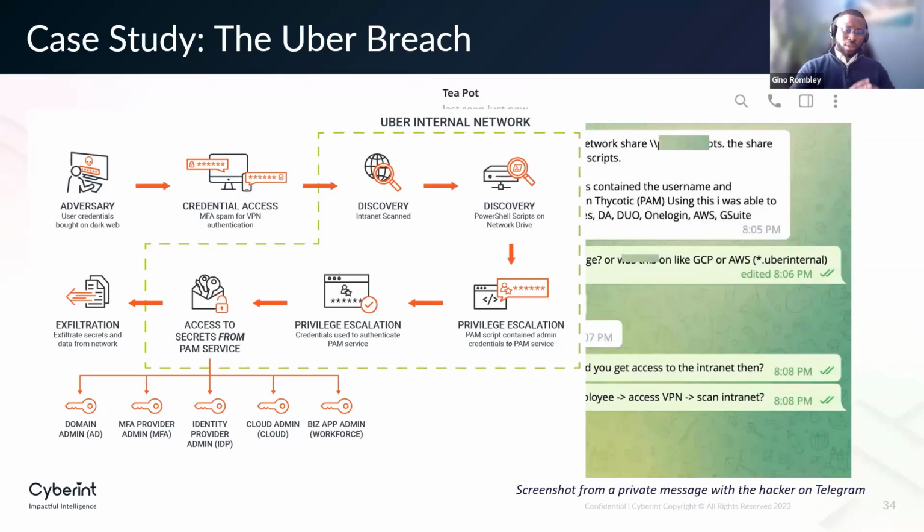network. So what that threat actor did, they did a discovery scan of the intranet. They found a couple of PowerShell scripts on a network drive. They took those PowerShell scripts that contain admin credentials to the PAM service, to authenticate to the PAM service, and they were able to get access to all the secrets from the PAM service. So from the domain admin to the MFA to the identity provider IDP, cloud admin, biz admin, all the credentials which are typically stored in a privileged access management vault were all collected within no time.